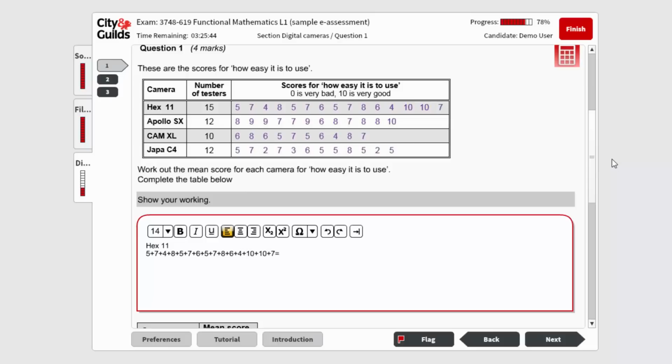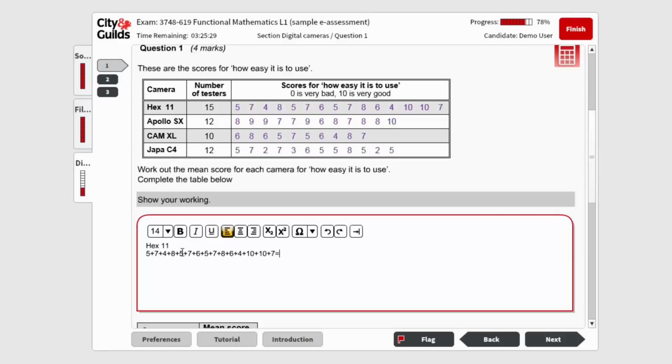Okay, and once we've written that all out, we're just going to count how many numbers there are, make sure there are 15 of them there. And sure enough, there are 15 numbers. So now we're going to total them up.